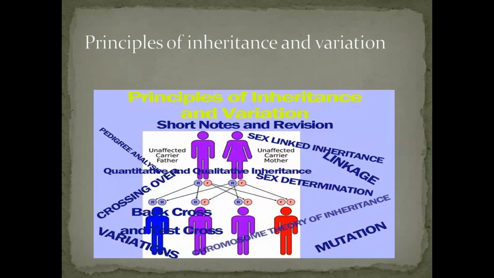So the chapter name is Principle of Inheritance and Variation. In this we'll be studying the principles or laws which tell how the characters are inherited and how there is some variation. What is inheritance? Transfer. What is variation? Different. Although we all are human beings, we all are different. That is called variation. We all have some characters which tell us that we belong to human beings, but our looks are different. We don't look like an exact copy of each other. That is called variation. Under this, we'll be having crossing over, back cross, test cross, variations, mutation, sex-linked inheritance, sex determination, linkage.